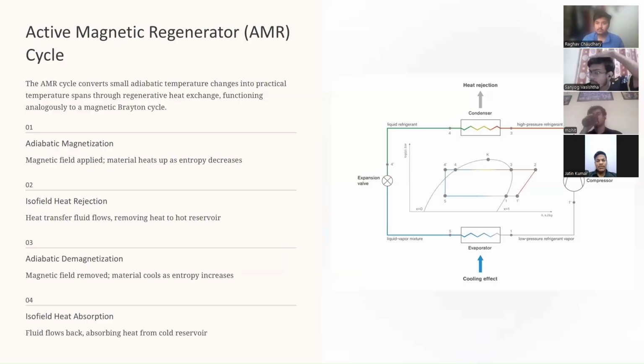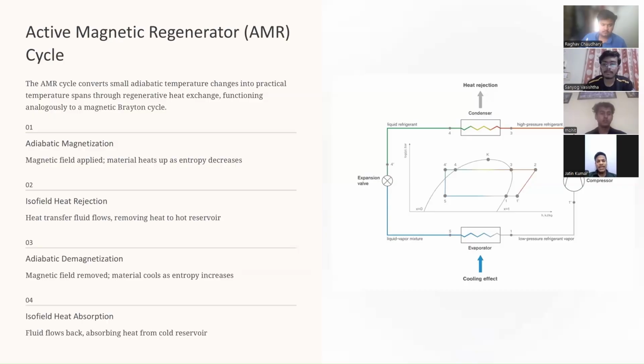Now let's talk about the active magnetic refrigerator cycle, or AMR cycle. The AMR cycle converts small adiabatic temperature changes into larger temperature differences by using a regenerative heat exchanger. It works in a way similar to the Brayton refrigeration cycle. The cycle consists of four main processes: adiabatic magnetization, isofield heat rejection, adiabatic demagnetization, and isofield heat absorption.